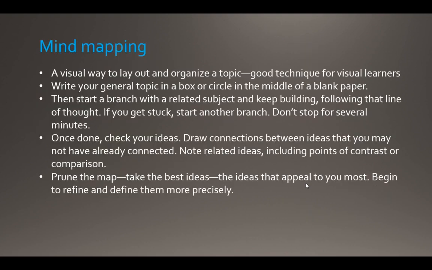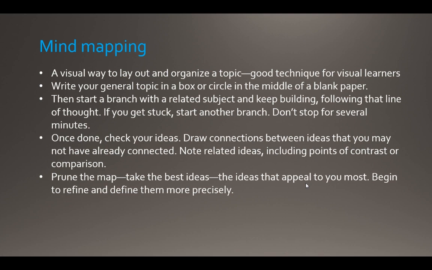The third strategy is mind mapping. Mind mapping is a visual way to lay out and organize a topic. It's a good technique for visual learners. You start by writing your general topic in a box or circle in the middle of a blank piece of paper. You then start a branch with related subjects and keep building, following that line of thought. If you get stuck, just start another branch. Don't stop for several minutes.